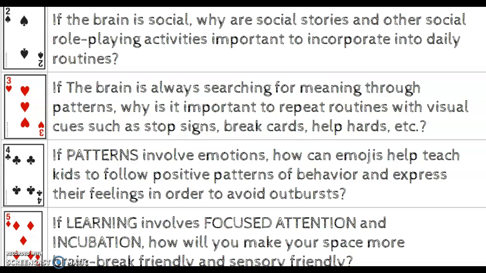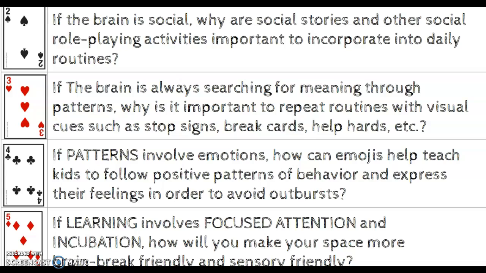The next question says, if patterns involve emotions, meaning we repeat patterns of behavior according to emotions that we had, how can emojis help teach kids to follow positive patterns of behavior and express their feelings in order to avoid outbursts? The emojis is like all having to do with this idea of the zones of regulation stuff. Just knowing that patterns involve emotions, how can we get kids to understand I'm in red, I'm in blue, I'm in yellow, and understand the pattern of behavior that goes with that? Last time I was in red, this is what happened. Was it a good thing? Was it a bad thing? When I tend to be in blue, this is what helps me get back to green. So helping them kind of use those emojis, those facial expressions, the feelings, the zones of regulation stuff to understand their behavior and get in positive patterns of behavior. It's pretty big, the emotion stuff.